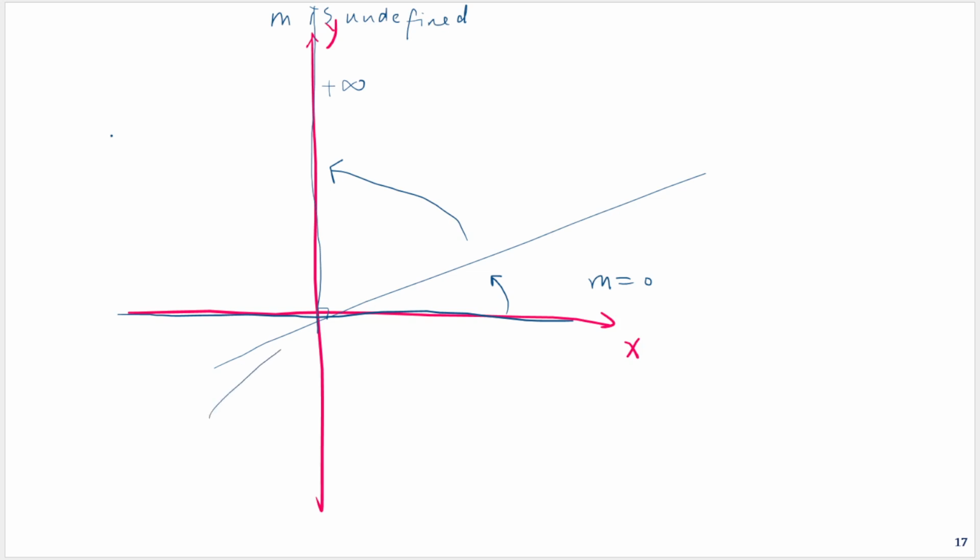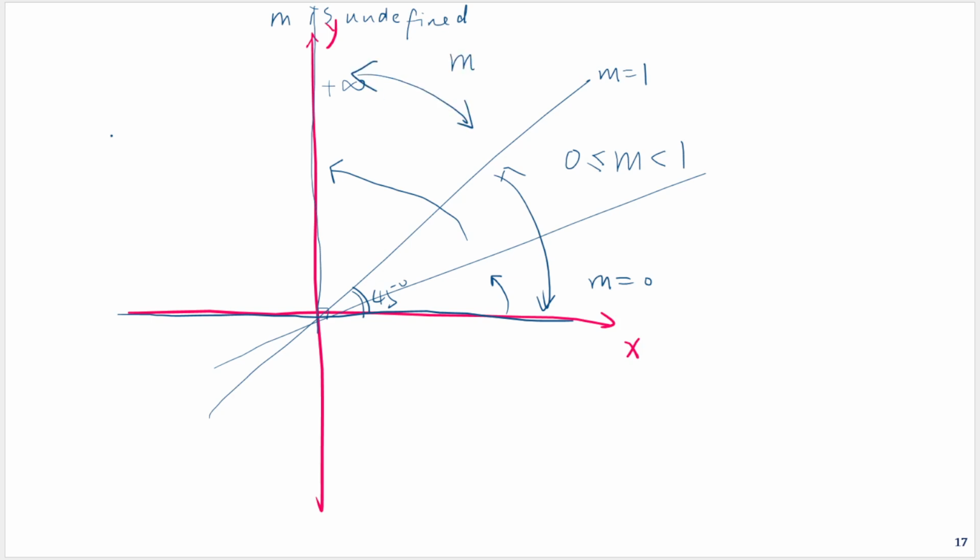And when this angle here is 45 degrees, we have m equals 1, right? So anything in between here, we have m greater than or equal to 0 and less than 1. And anything in between here, we have m larger than 1 and less than positive infinity. You get it?